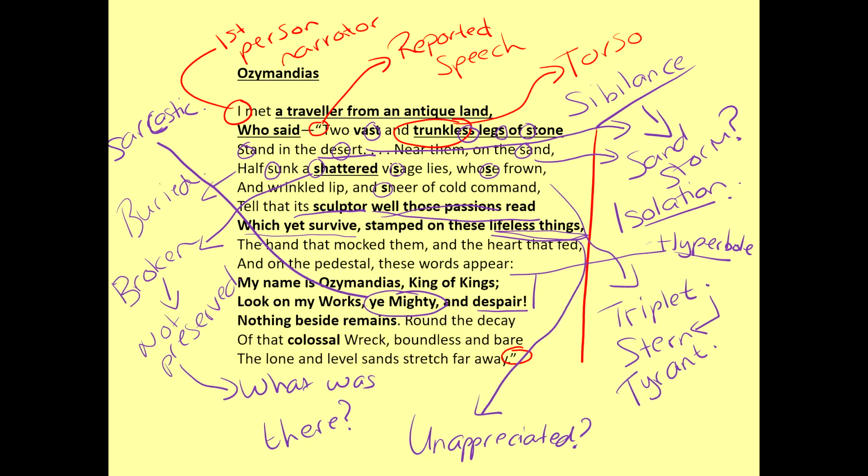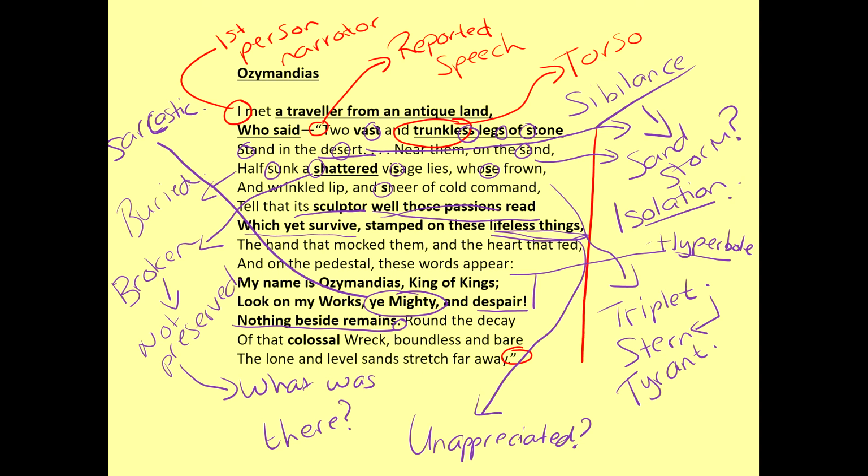Okay, and then we've got "Nothing beside remains," and this is in its own little sentence. Notice this full stop here. So we've had this exclamation mark that ends the engraving on the pedestal, and then we've got "nothing beside remains." Nothing at all, just the statue in the desert, which goes to this idea of broken, not preserved. What was there? It's been unappreciated. Nobody's there to care for it anymore. And then it says, "Round the decay of that colossal wreck, boundless and bare, the lone and level sands stretch far away."